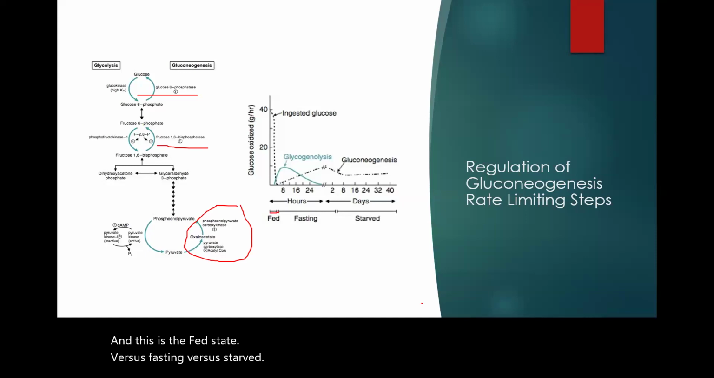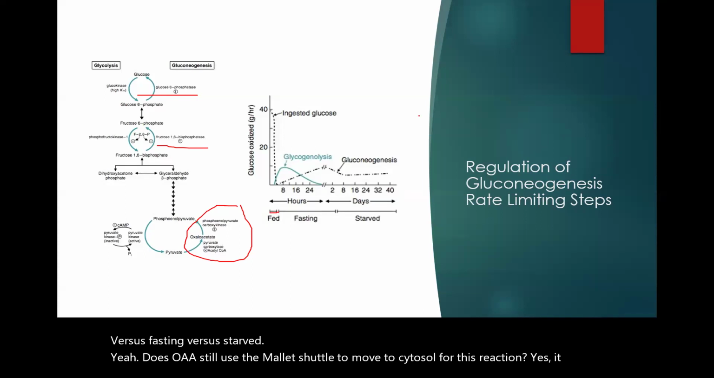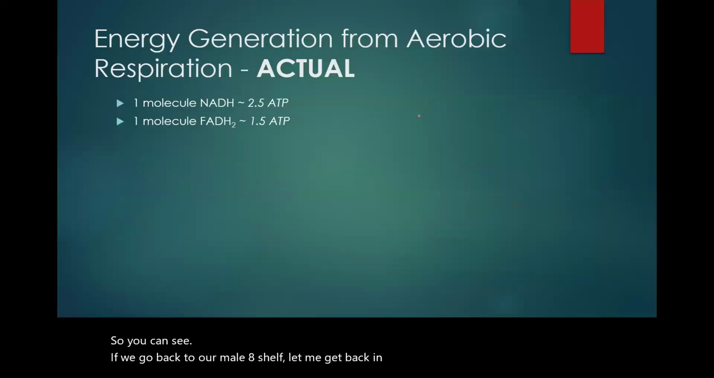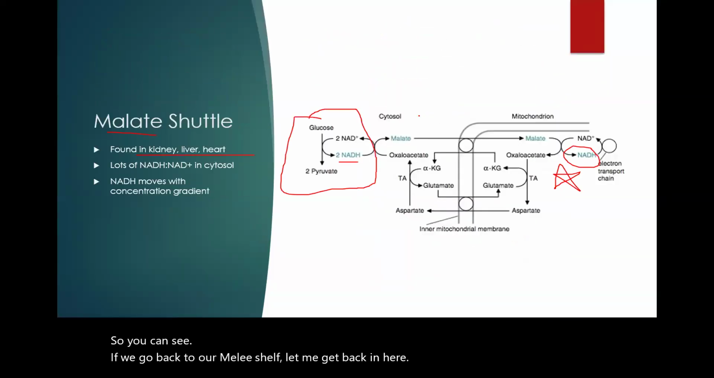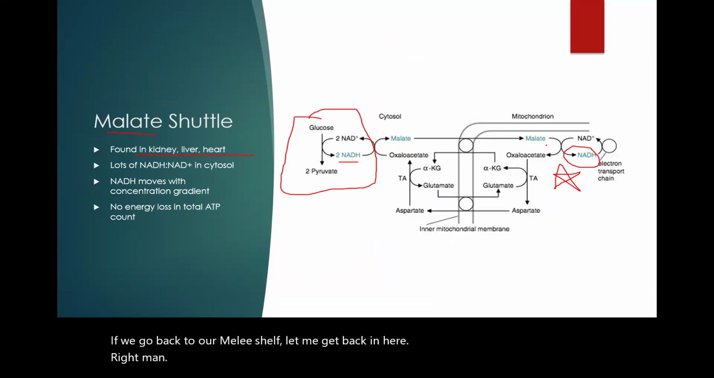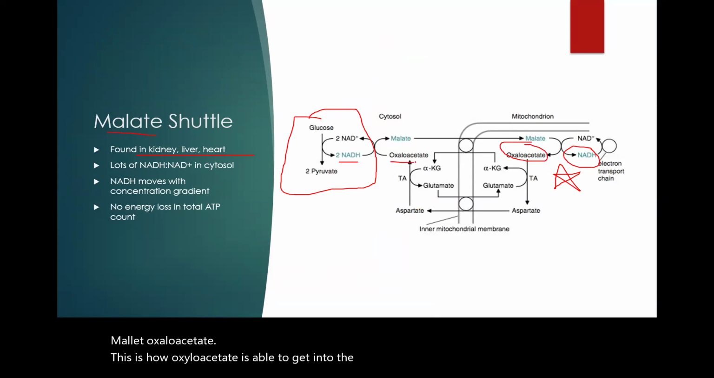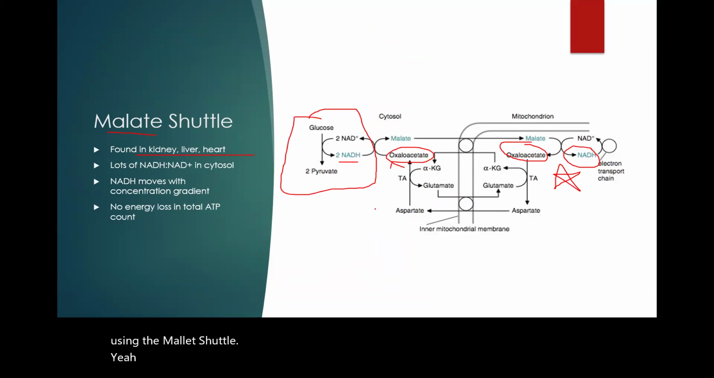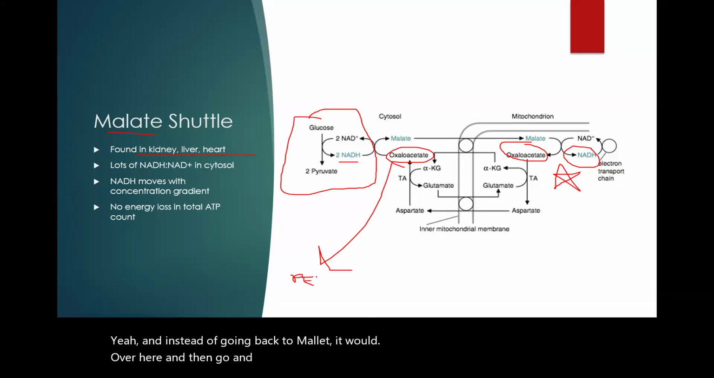Yeah, does OAA still use the malate shuttle to move to cytosol for this reaction? Yes, it does. If we go back to our malate shuttle, malate and oxaloacetate, this is how oxaloacetate is able to get into the actual cytosol to do this process. Instead of going back to malate, it would then go over here and become PEP if conditions were met.